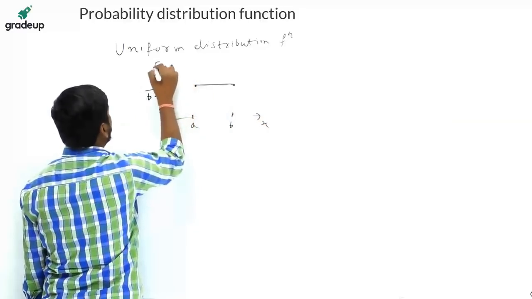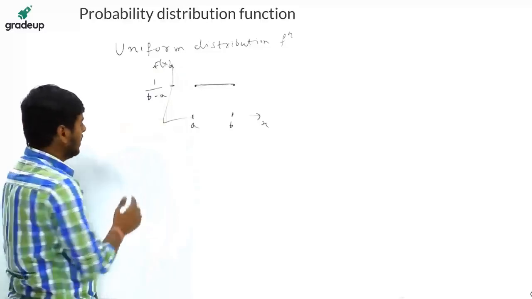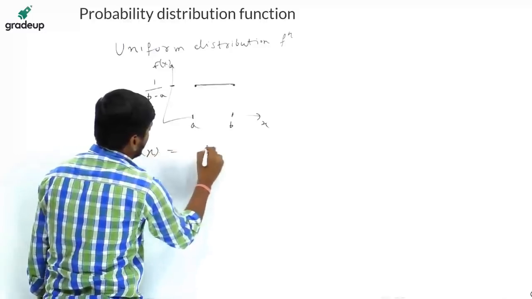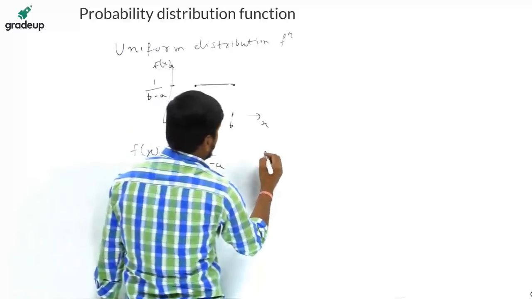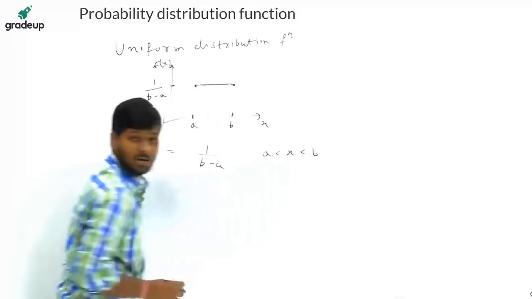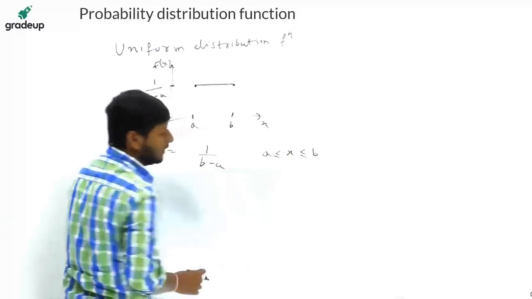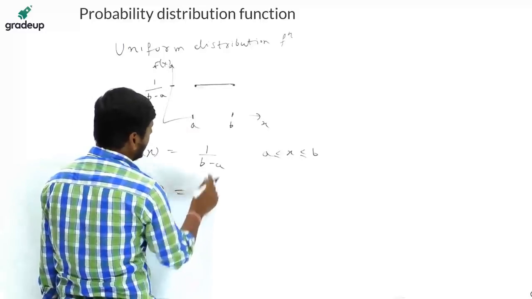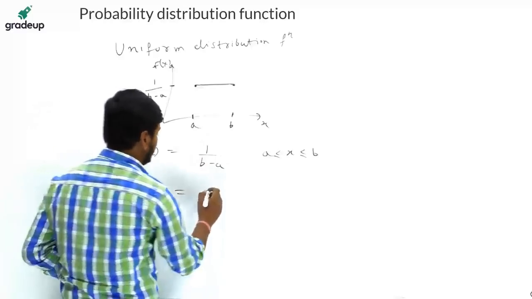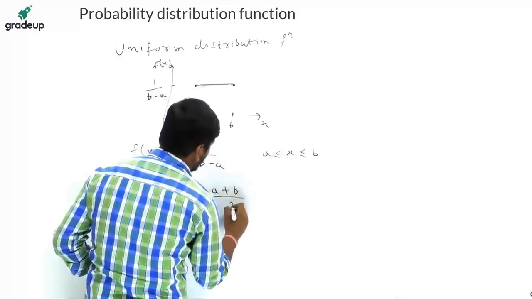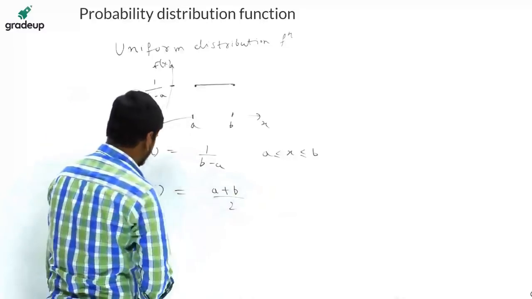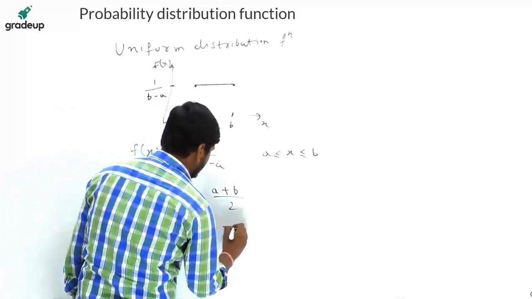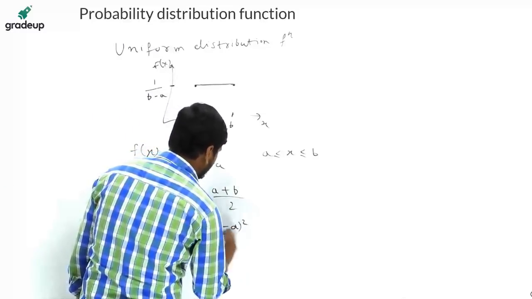So f(x) will be 1 divided by b minus a. I am writing f(x) is equal to 1 divided by b minus a from a to b. Okay, the endpoints can be included or not included, it doesn't matter. Now what will be the mean? Mean will be equal to the sum of these two endpoints, a plus b, divided by 2. This will be the mean. And what about the variance? Variance will be (b minus a) whole square divided by 12.